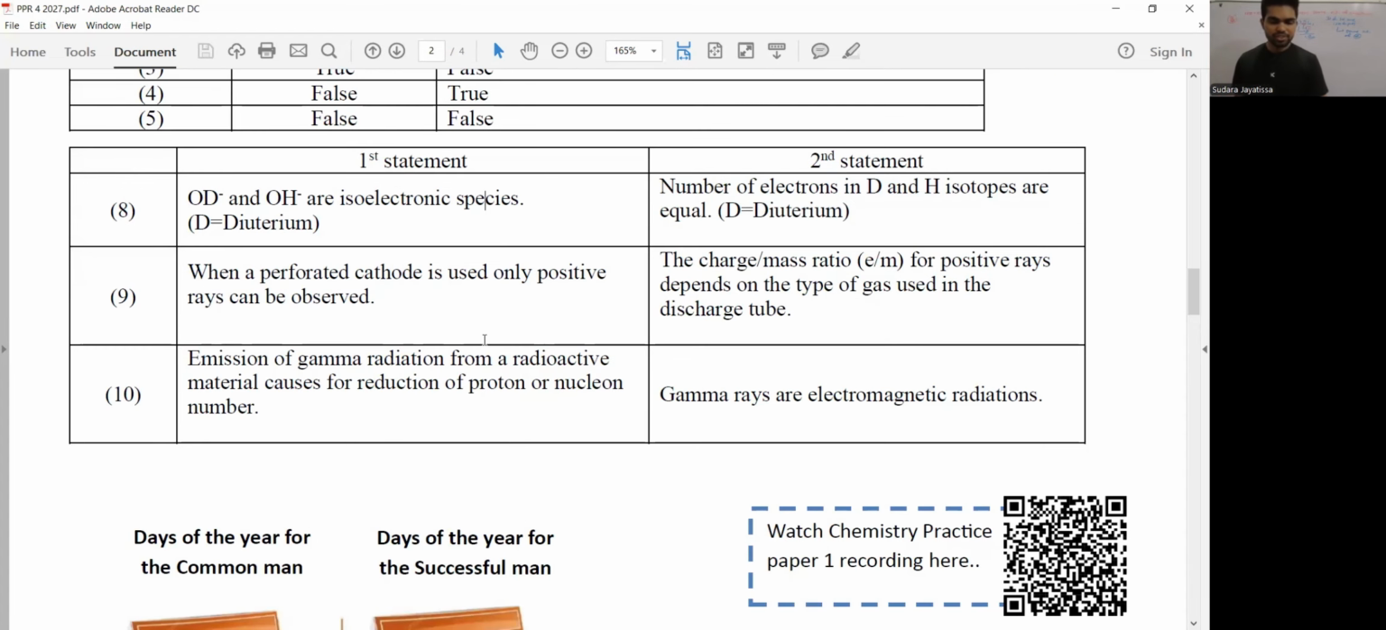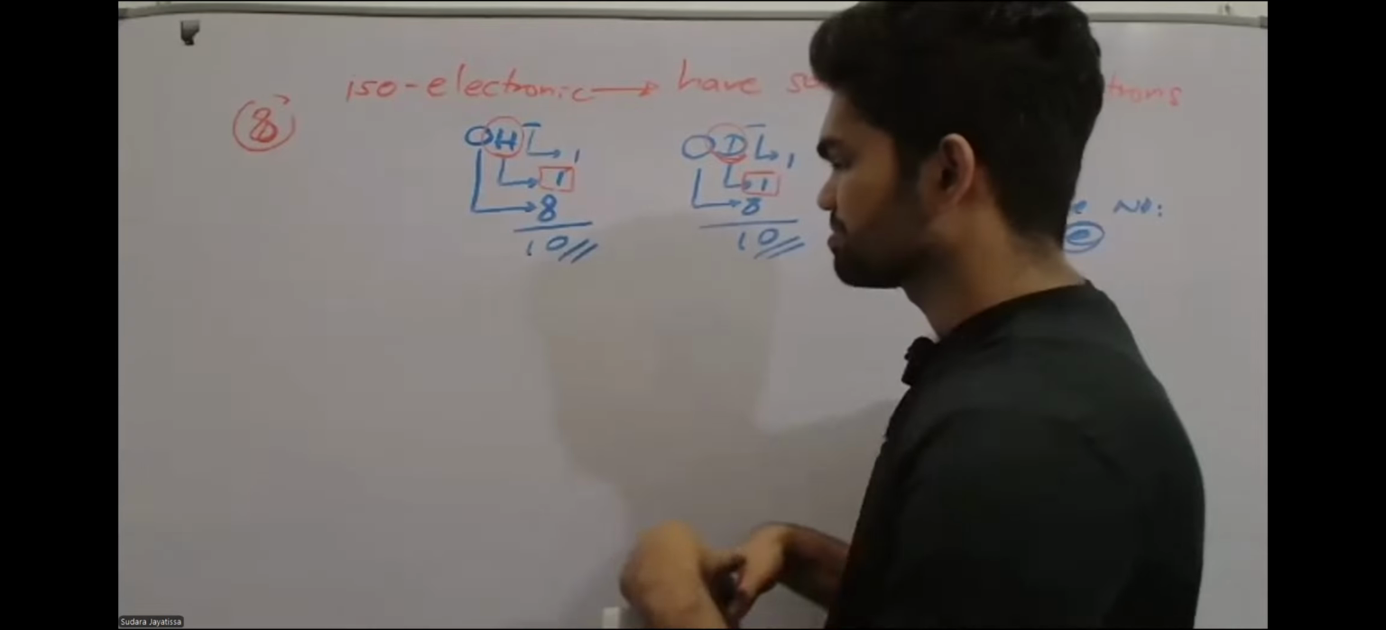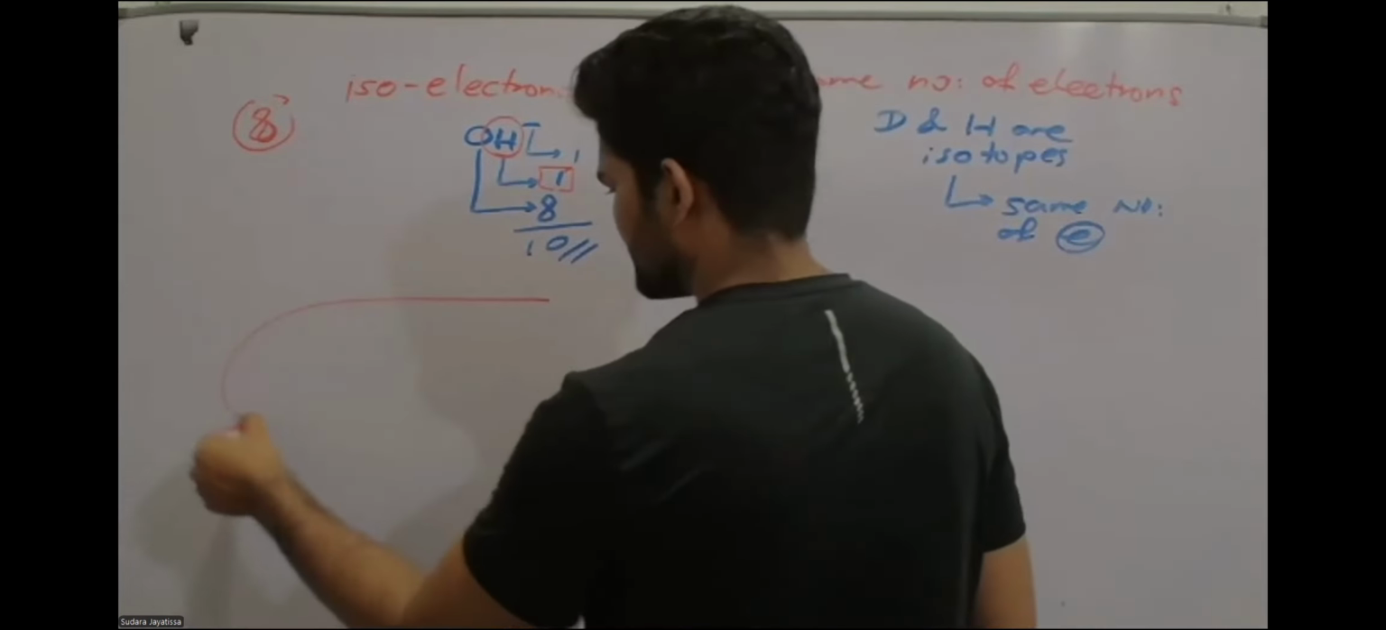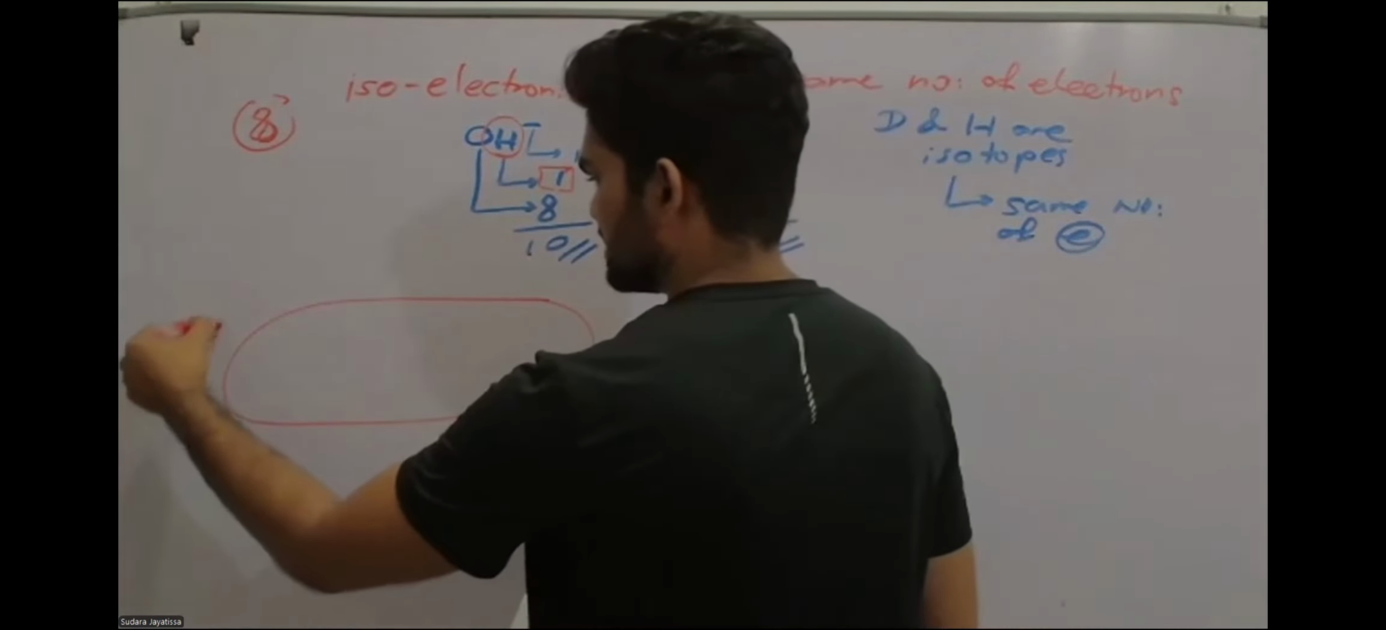Perforated cathode is used, only positive rays can be observed. Yes, when a perforated cathode is used, only positive rays can be observed. Okay, but you are observing cathode rays as well. Understood? So telling that you'll only see positive rays is wrong.